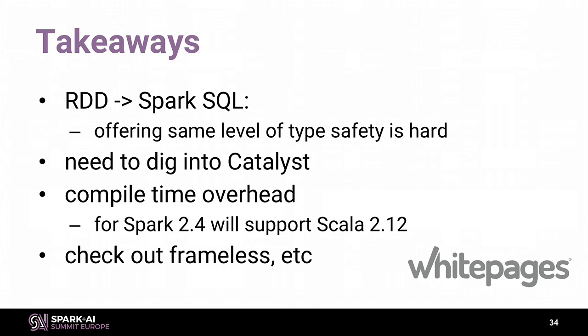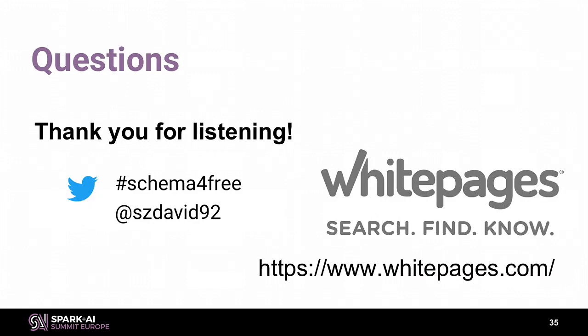One thing that you can face is this compile time overhead. Implicit resolution puts a lot of stress on the compiler in Scala 2.11. It's 10% better in Scala 2.12. So we are really waiting for Spark 2.4, which will have Scala 2.12 support. That will be very, very good. And check out these open source libraries. That's it. Any questions?